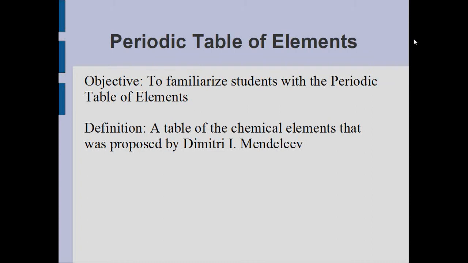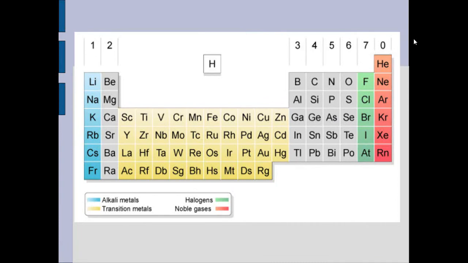The table of chemical elements that was proposed by Dmitri I. Mendeleev is what everyone knows as the periodic table of elements. So here is the big cheese, the periodic table of elements. It's split into different groups. The columns are called families, and the first column is called the alkali metals, as indicated here.